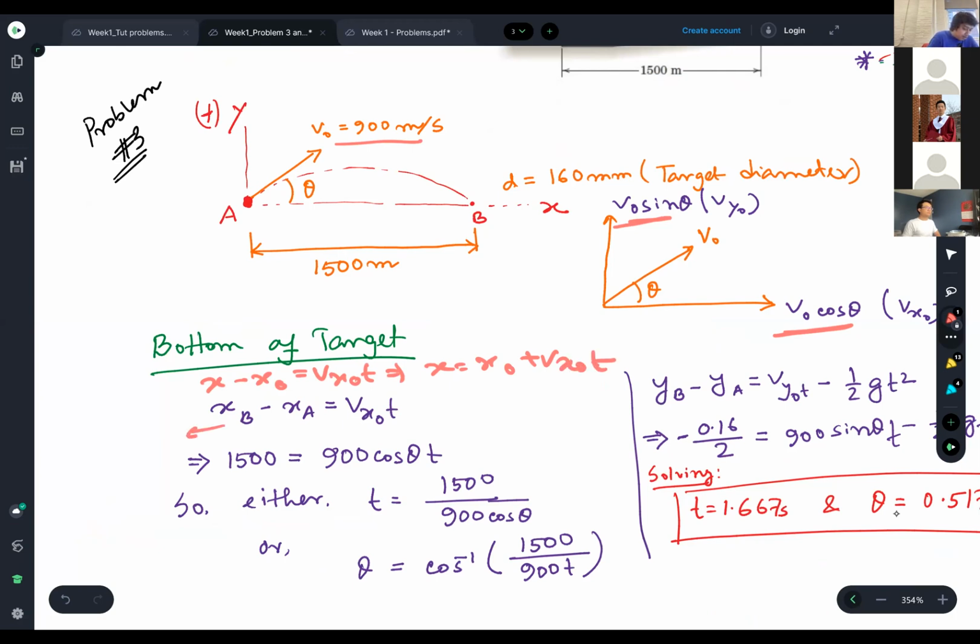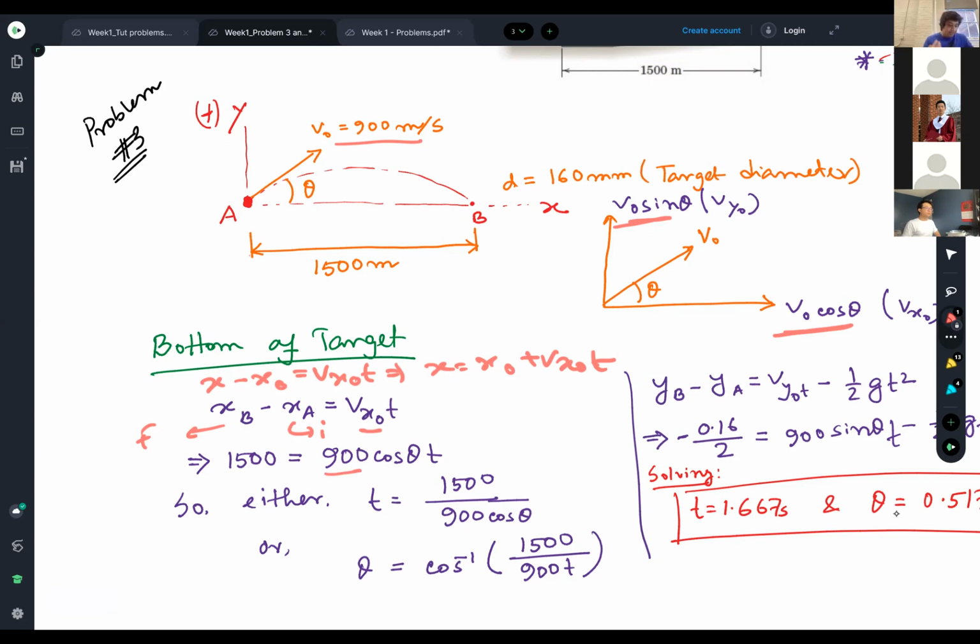So xb is your final position, xa is your initial position, and you know the magnitude of the velocity at least, right? So the displacement from this position to this position is 1500 meter. From the equation, you know that the distance from the rifle's nozzle to the target in x direction is 1500 meter, right? And you know the magnitude of the velocity is 900 meter per second. So since it is the horizontal component, it is v cos theta times t, right?